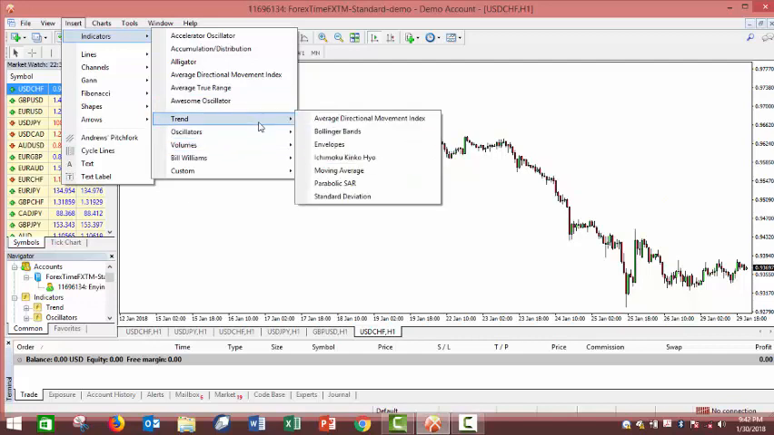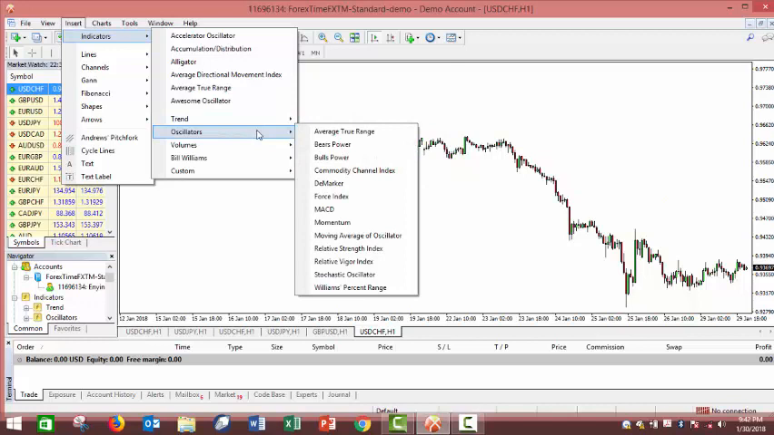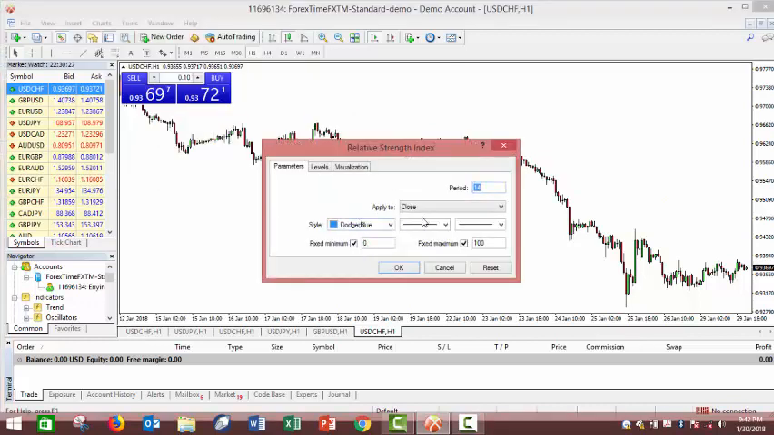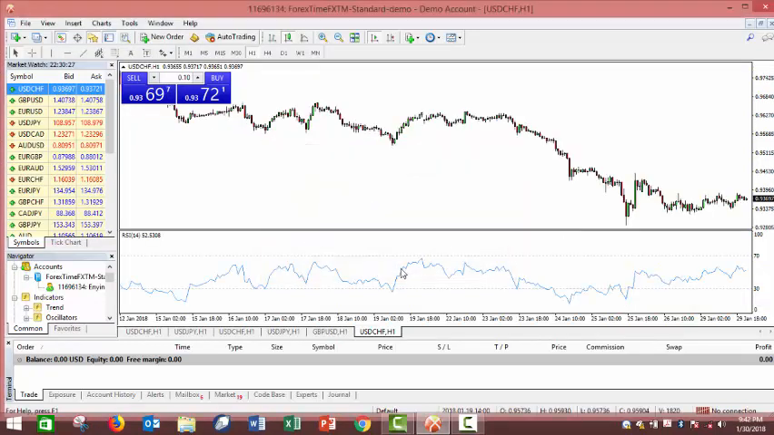This is it, the relative strength index. It's usually on period 14. You can leave it on period 14. That's how it comes. This is the window. This is 70 and this is 30.